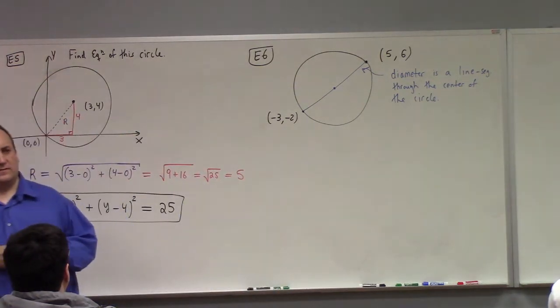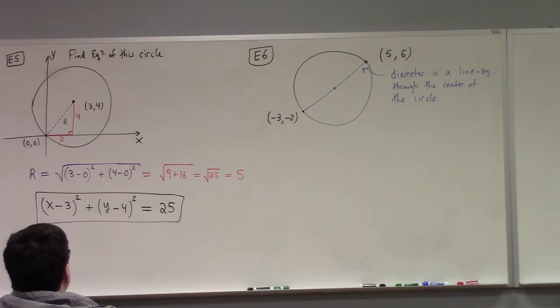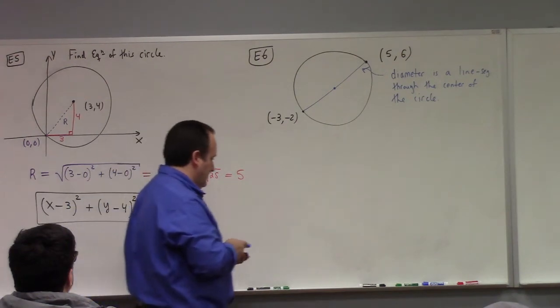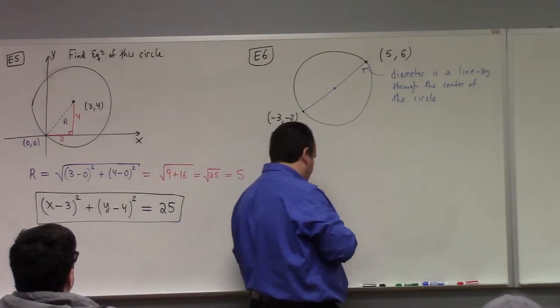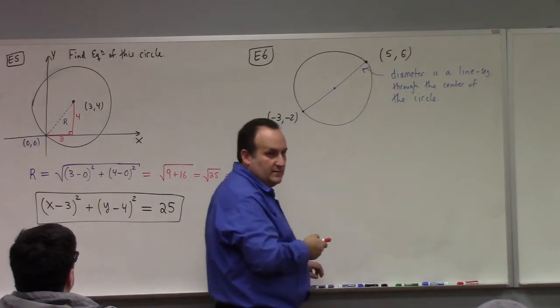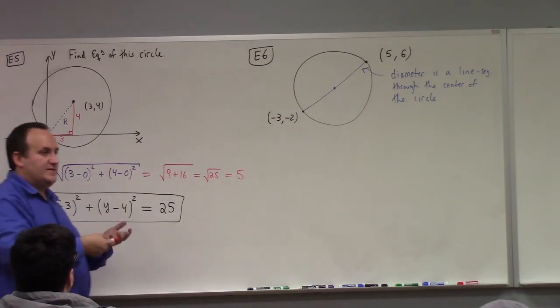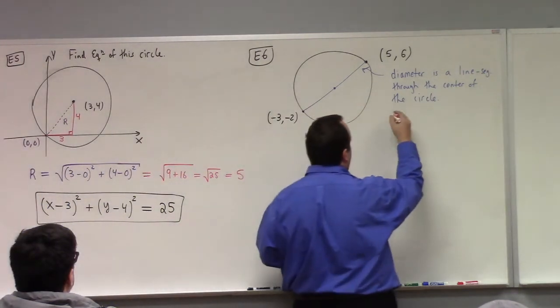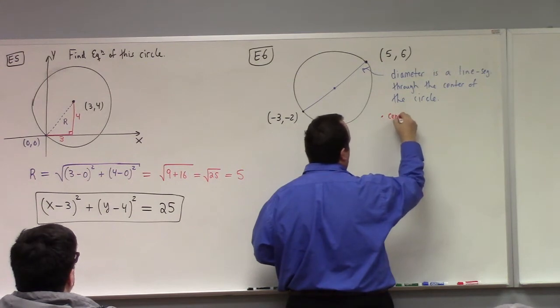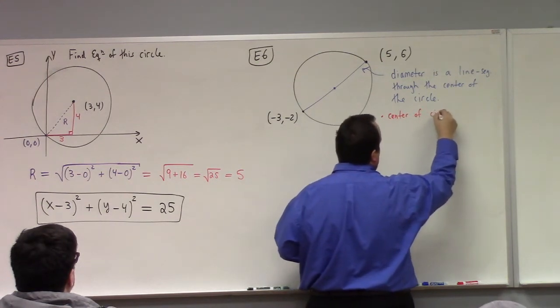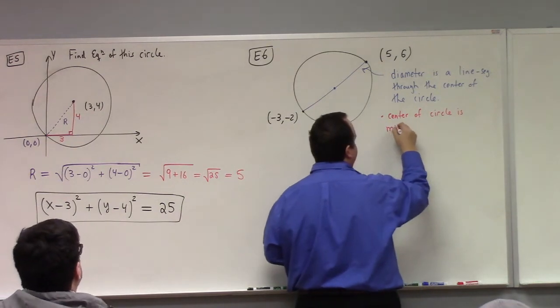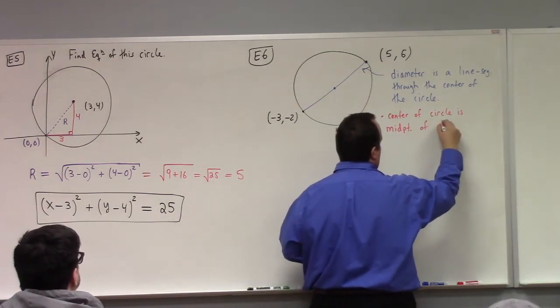How do you find the center of this circle? Divide by 2? Divide what by 2? That fuzzy idea is the right idea, but what do we call the middle of a line segment? We want the midpoint of the diameter, right? The center of the circle is the midpoint of the diameter. That should be geometrically clear. It's the halfway point between your x's or your y's.